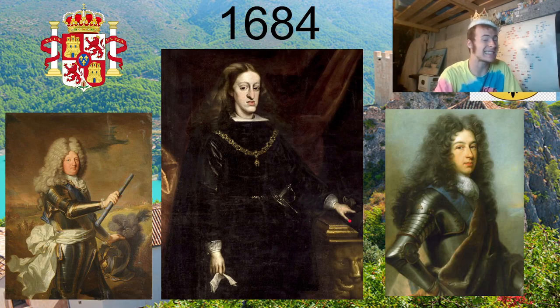Louis XIV is the longest reigning monarch in European history. 72 years on the throne. But Carlos II ends up living for another 16 years after this point. So Le Petit Dauphin and Le Grand Dauphin.